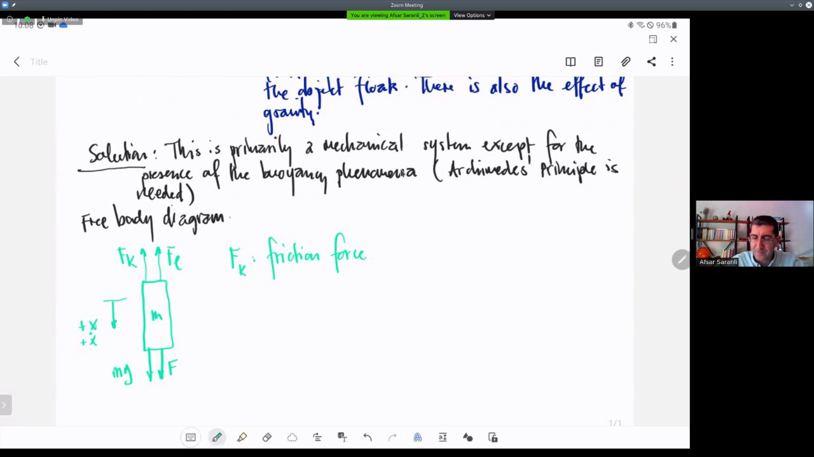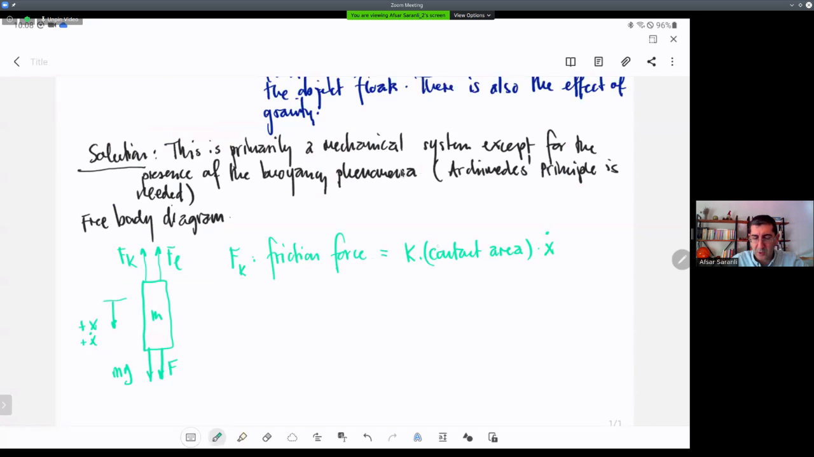Now, frictional force is between the object and the liquid, and the interesting thing in this example is that the friction really is determined by the area of contact between the object and the liquid, and that is a function of how much I am buried in the liquid. Okay, so this is going to be K times the contact area, okay, times the velocity, because this is declared to be a viscous friction.